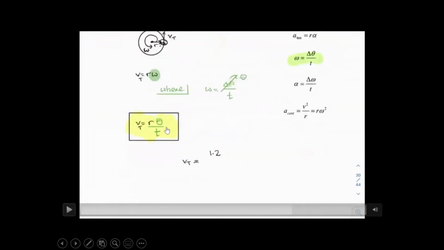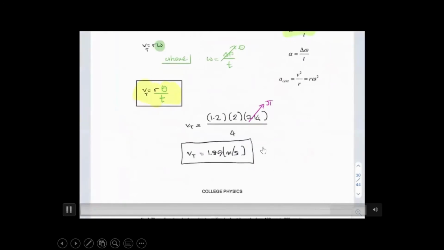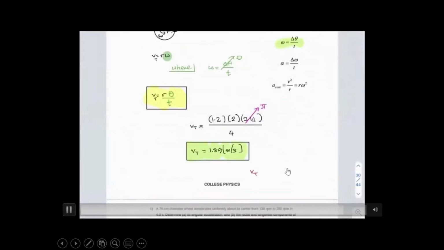R is going to be 1.2. Theta is going to be a single revolution, which is 2 pi. Instead of using pi, notice that I'm using 3.14. Every time you see pi, use this number. T is the time, which is 4 seconds, so it's going to give us the tangential velocity. In terms of miles per hour, it's going to be about 4 miles per hour.